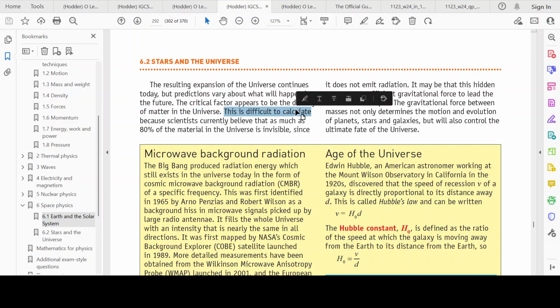So this is difficult to calculate because scientists currently believe that as much as 80% of the material in the universe is invisible. So there's a lot of mass that we don't even know is there, since it does not emit any sort of radiation, so it can't be detected. And again, this is what scientists believe, so it isn't proven yet. It may be that this hidden mass exerts sufficient gravitational force to lead the universe to collapse. The gravitational force between masses not only determines the motion and evolution of planets, stars, and galaxies, but will also control the ultimate fate of the universe.